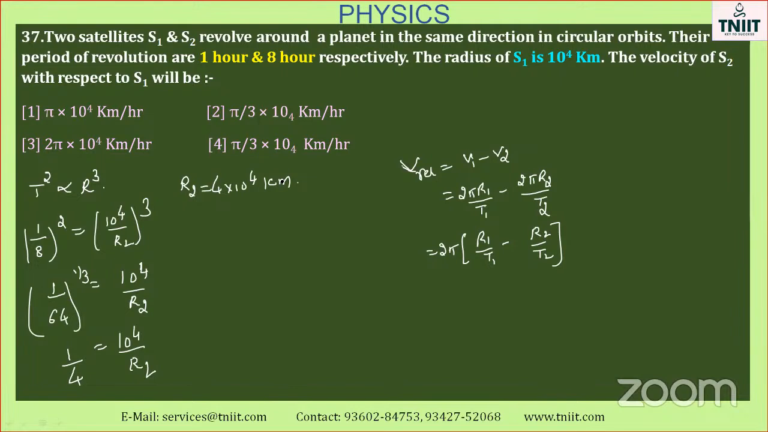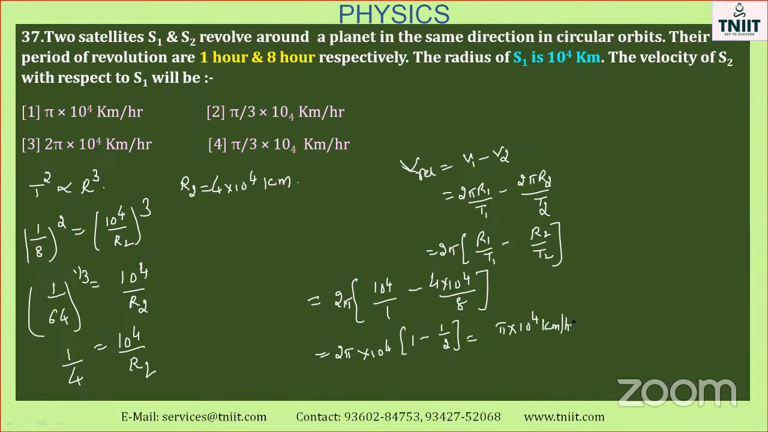So if you know R1, R2, T1 and T2, can't you simplify here? It is 2 pi into, what is R1? 10 power 4. T1 is 1 hour. R2 is 4 into 10 power 4. T2 is 8. You can take out 2 pi into 10 power 4 common. 1 minus 1 by 2 is 1 by 2. 2 will get cancelled. So pi into 10 power 4 kilometer per hour. So what is the relative velocity? Pi into 10 power 4 kilometer per hour. That is option 1.